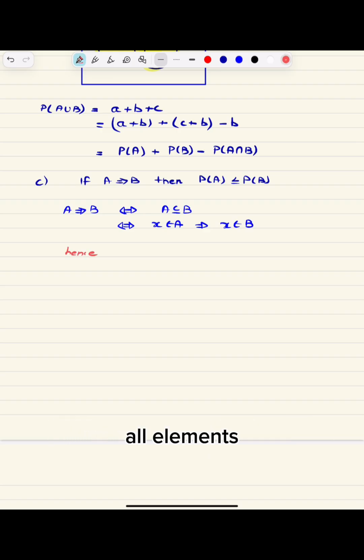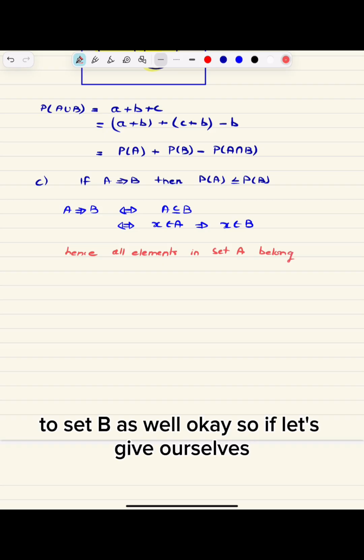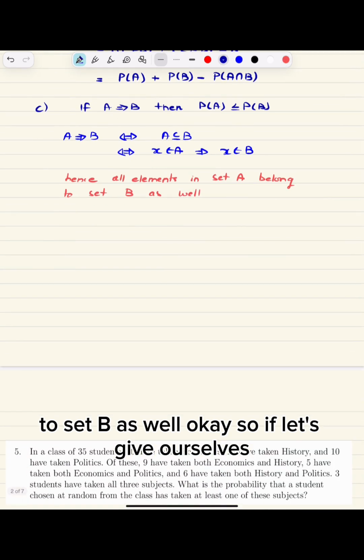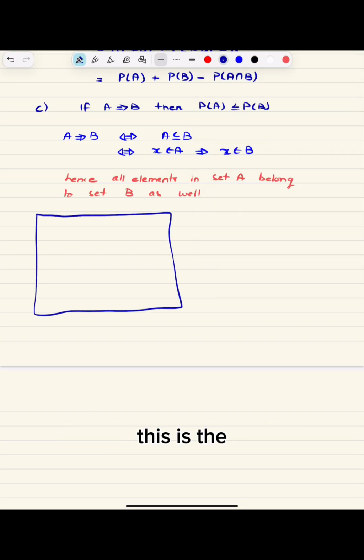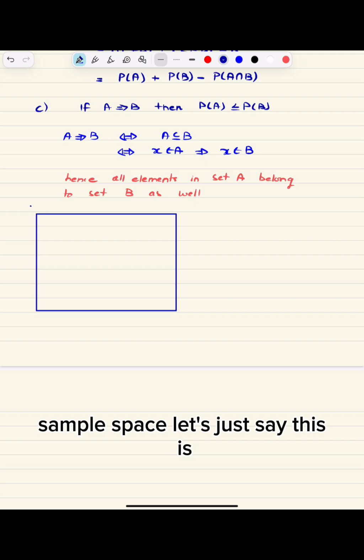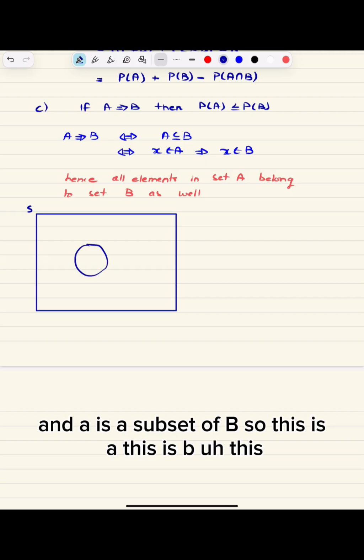Hence, all elements in set A belong to set B as well. Let's give ourselves a nice visualization of this concept as well. This is the sample space, and A is a subset of B. So this is A, this is B.